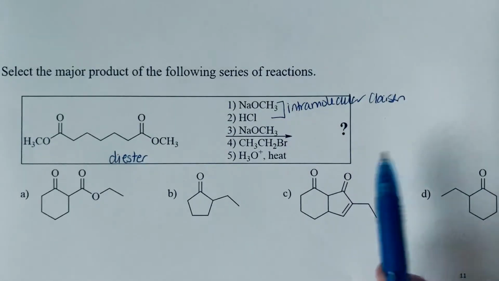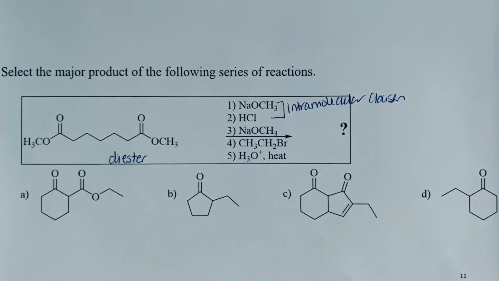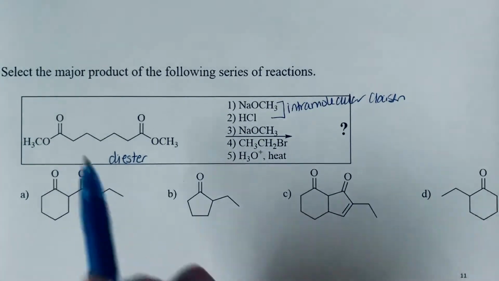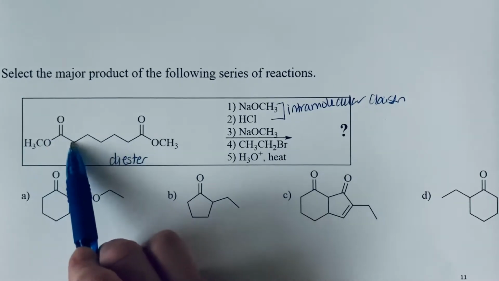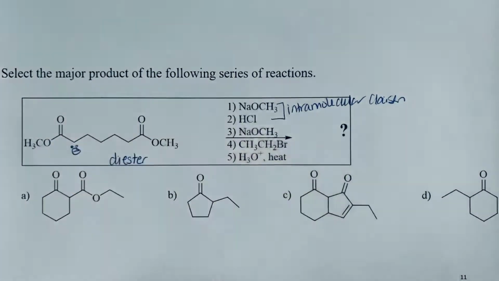So in that reaction, what you're going to do is deprotonate the alpha carbon of one of these two esters using that sodium methoxide. And it doesn't matter which of these two esters is deprotonated at the alpha carbon, either this one or this one. So I'm not going to show the mechanism for the deprotonation. I'm just going to show the enolate that would form from that first step.